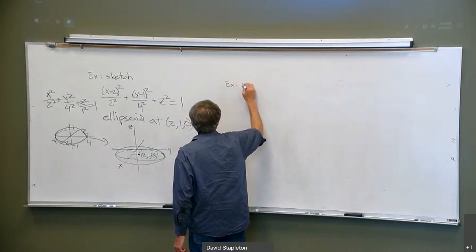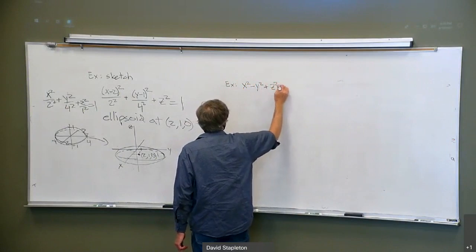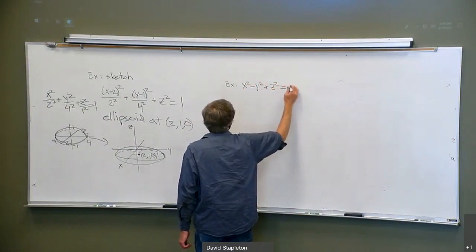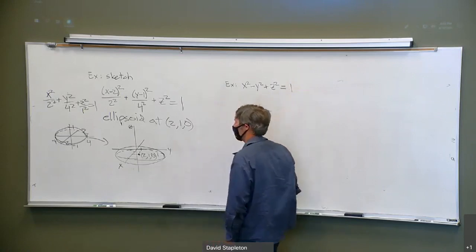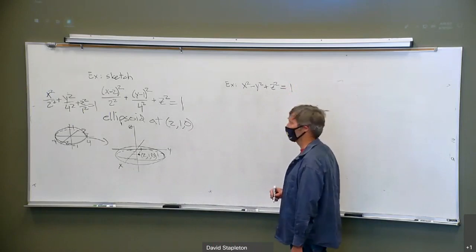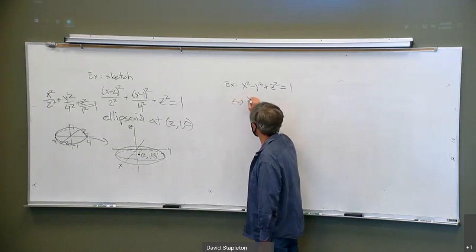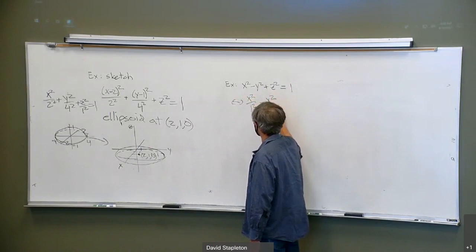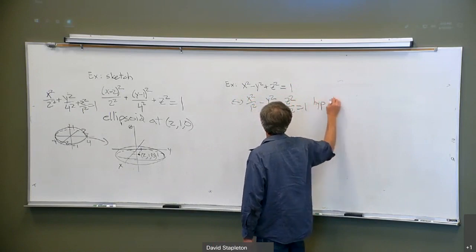As I said, x squared minus y squared plus z squared equals 1. What's that? That's actually a hyperbola of one sheet, right? Because it looks like x squared over 1 squared minus y squared over 1 squared plus z squared over 1 squared equals 1, which is a hyperboloid of one sheet.